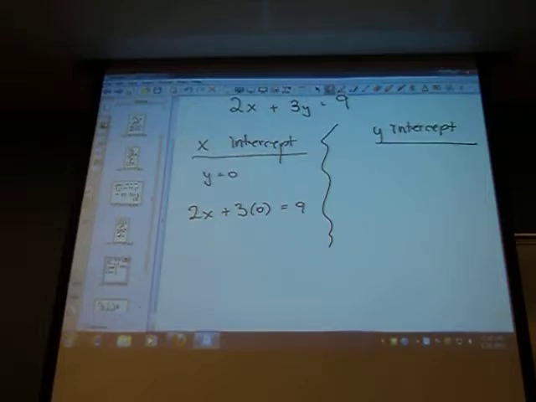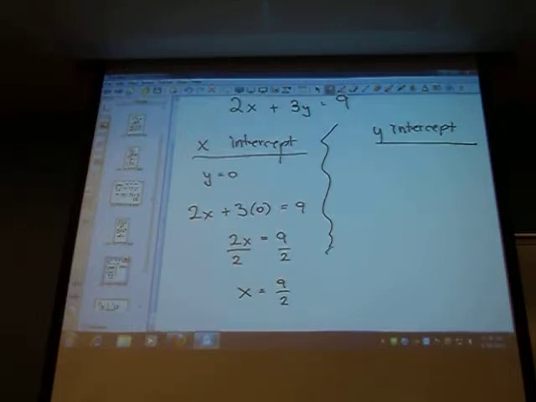It doesn't matter what order you do them in. I have to do them in some order there. So 2x plus 3 times 0, and 3 times 0 is 0, so I end up with just 2x equals 9. And how do I solve for x? Divide by 2. So I end up with x equals 9 over 2.